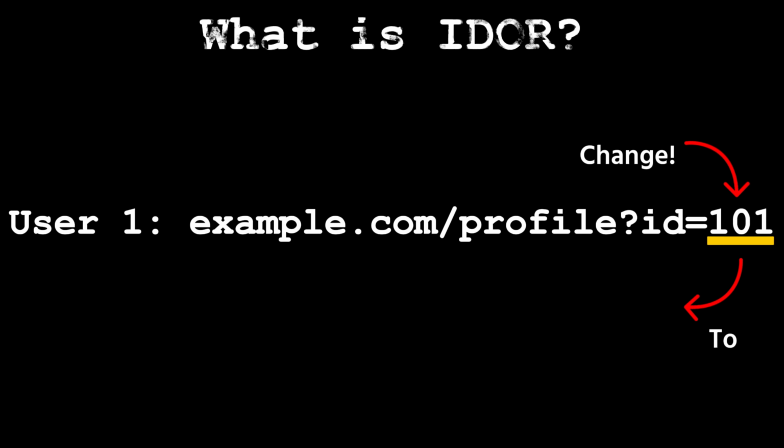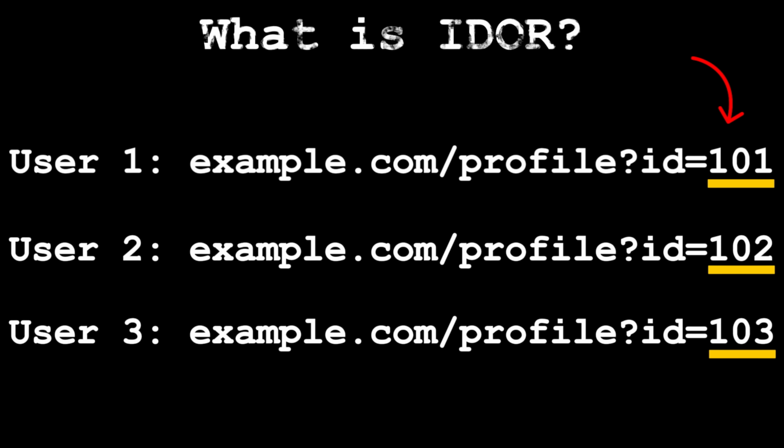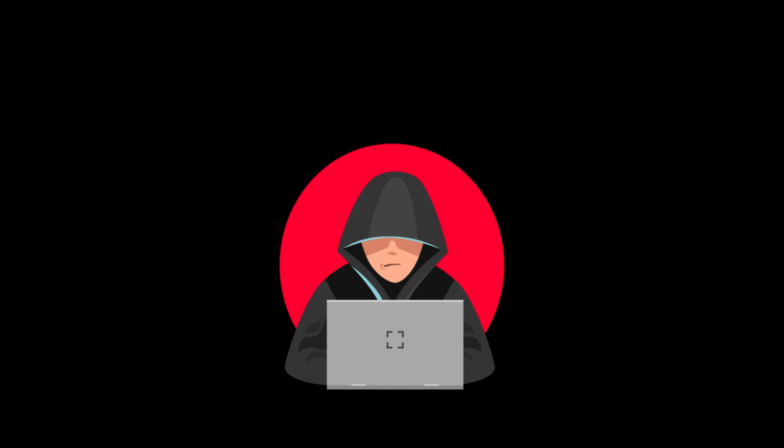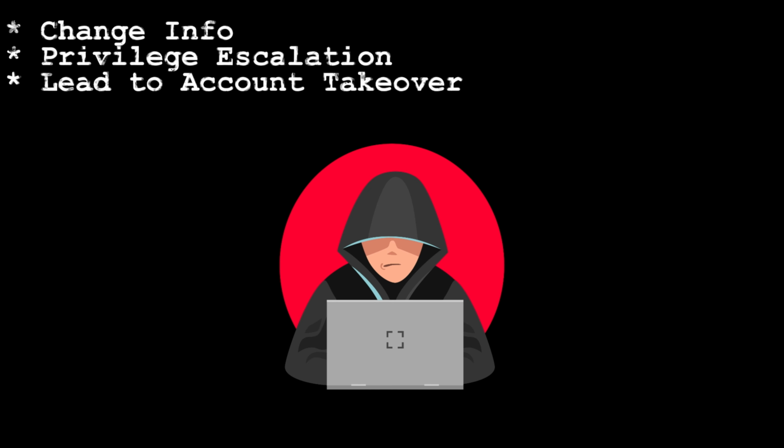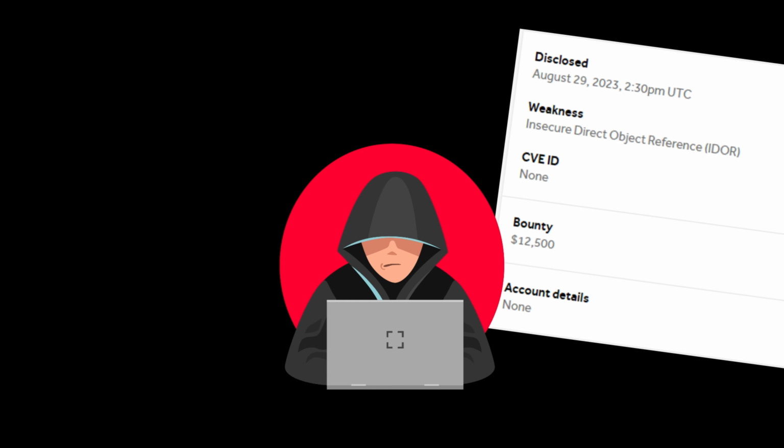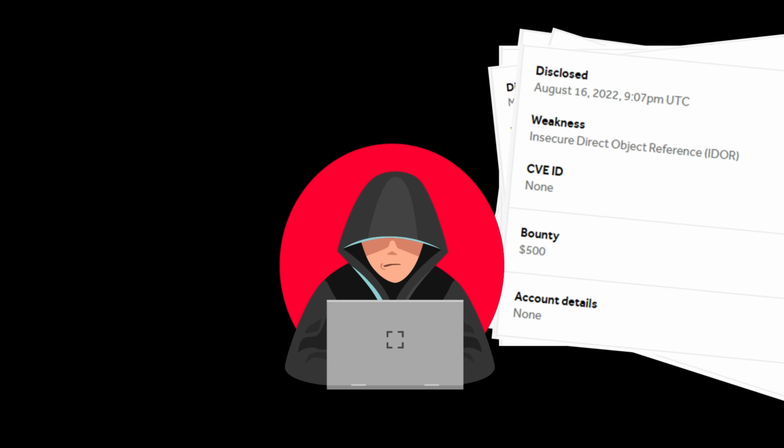What if you changed your user ID 101 to 102 in the link and it opens another user's profile, right? That means the site is not checking properly if you are allowed to see the data. That's an IDOR vulnerability. In this case, what's the problem? The problem is attackers can view private data, maybe change other users' information, or even take over their account. Some bug bounty hunters have earned thousands of dollars by finding this bug on real websites. So if you are into bug bounty hunting, this is an important skill to learn.